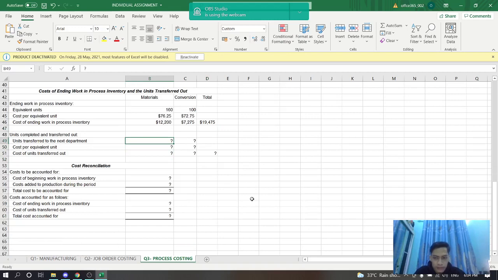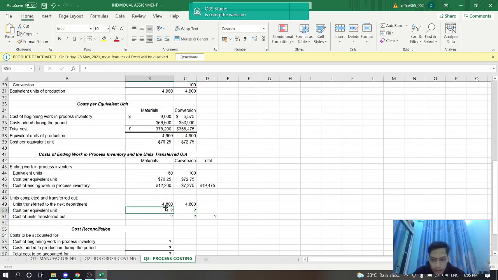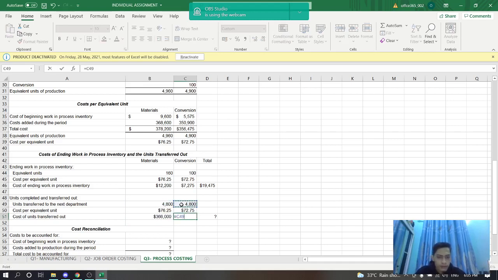Okay, unit transferred to the department plus 5,000 minus 400 completion unit in process plus unit started minus unit in process, and then cost per equivalent for the conversion also, and then cost of units transferred out, this multiply with this, then for the conversion also the same, and then the total.